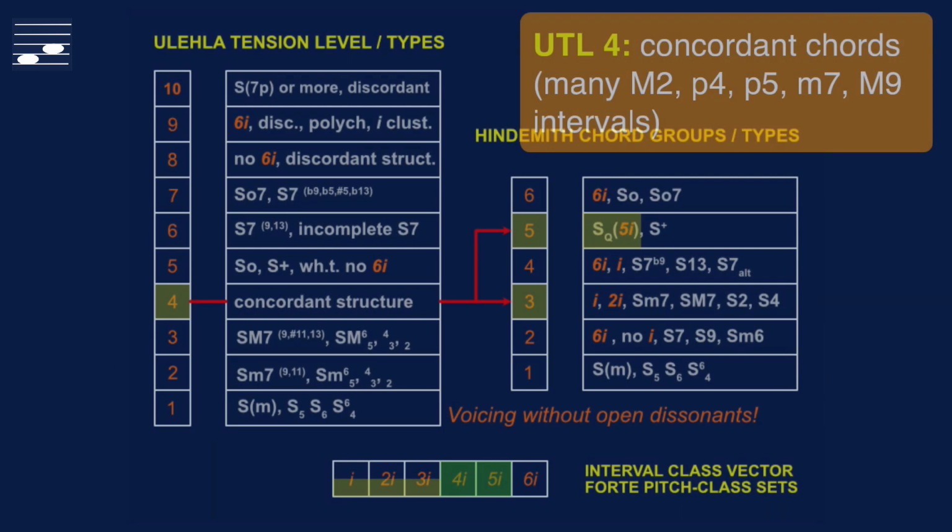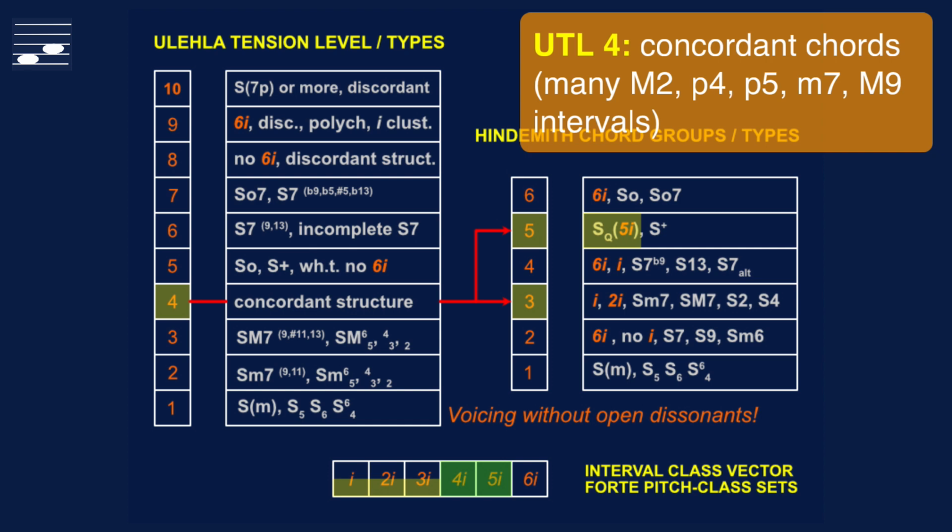At level 4, the chord voicing is relevant for tension level classification in the case of structures without tritone interval. Concordant chords need not be consonant thirds, but must contain many consonant fourths and fifths, and mildly dissonant major seconds or major ninth intervals. There may be the occasional dissonant minor 2nd or major 7th, but these intervals must preferably not be open intervals.